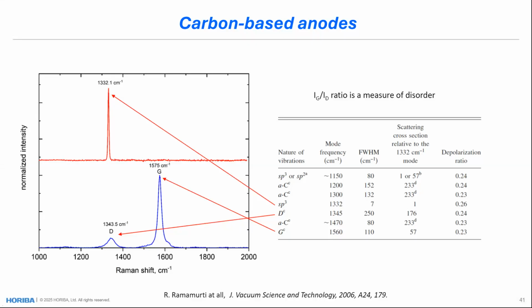Now here is another one. Because they have carbon-based anodes, the carbon has a different form. Here are slides that show what kind of form of carbon we would expect. And the G to D ratio is actually a measure of disorder of the carbon.